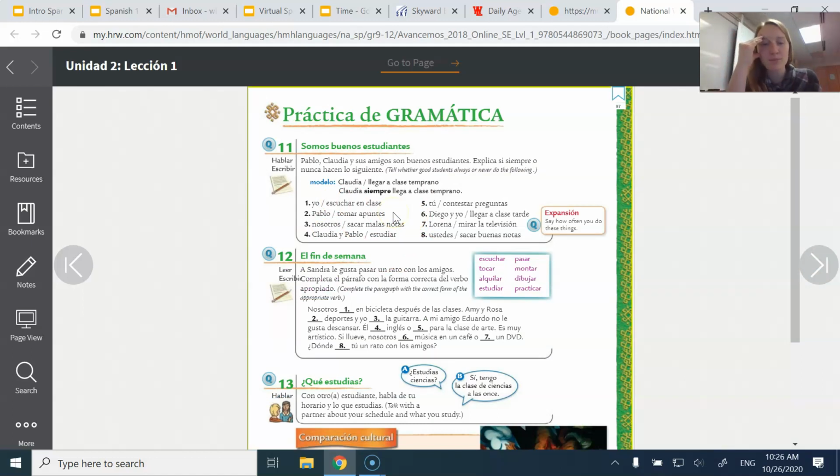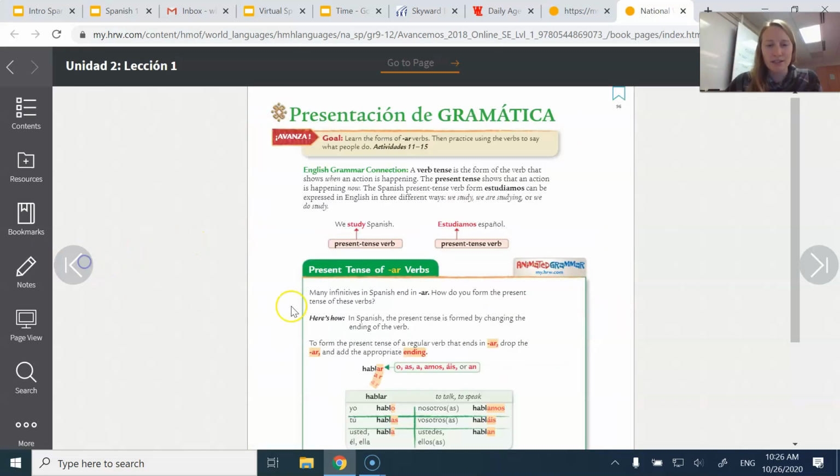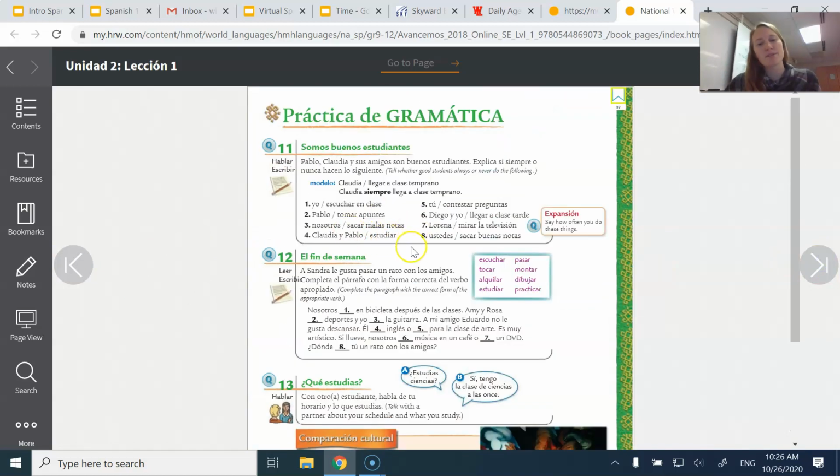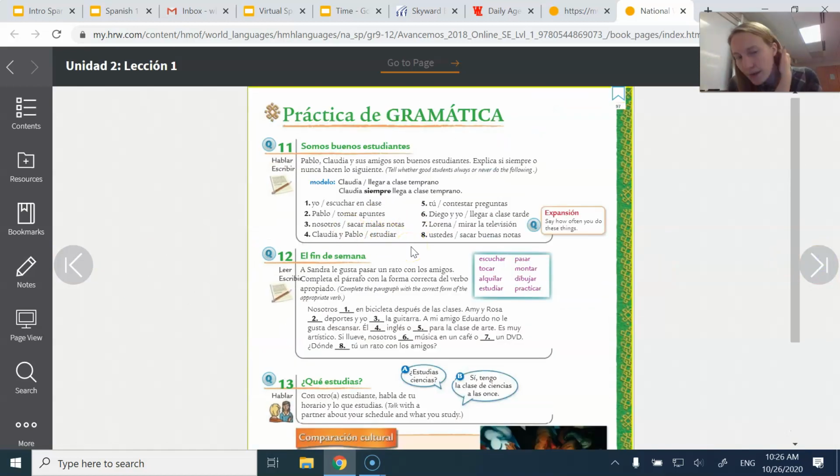Número dos, Pablo blank tomar apuntes. We're conjugating tomar by dropping the AR and we're adding the A. So you could either say Pablo siempre toma apuntes or Pablo nunca toma apuntes.